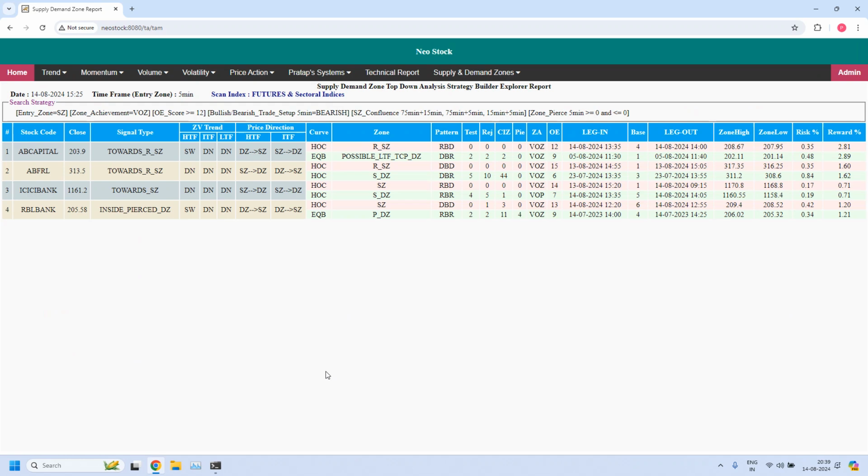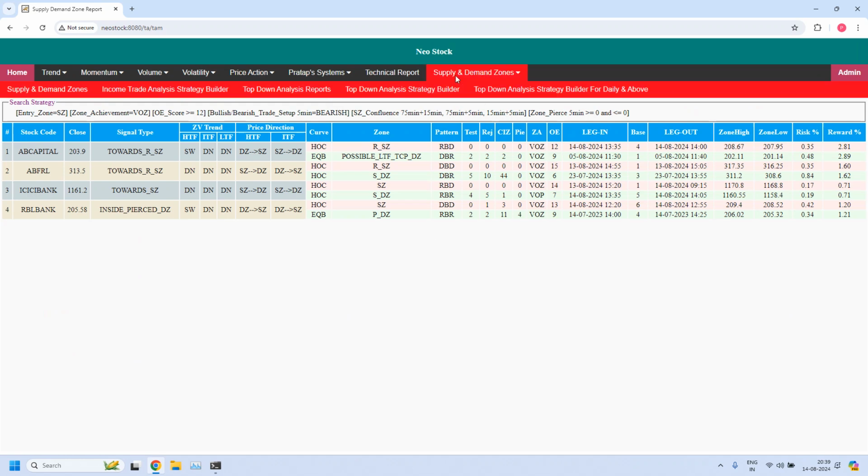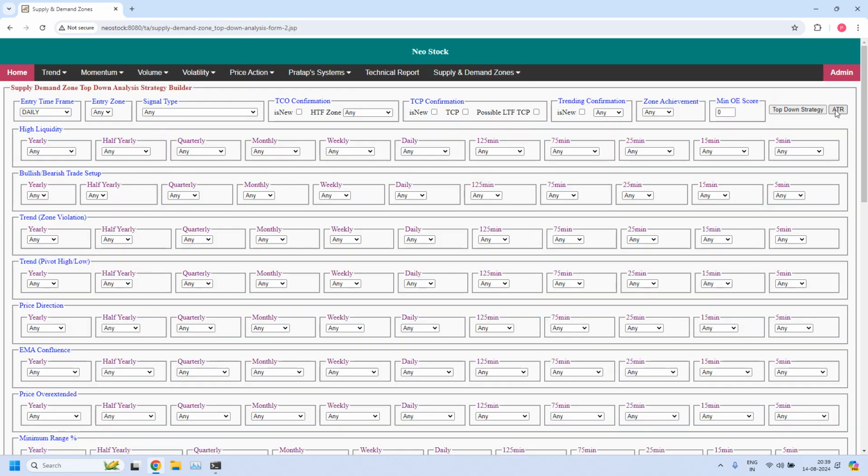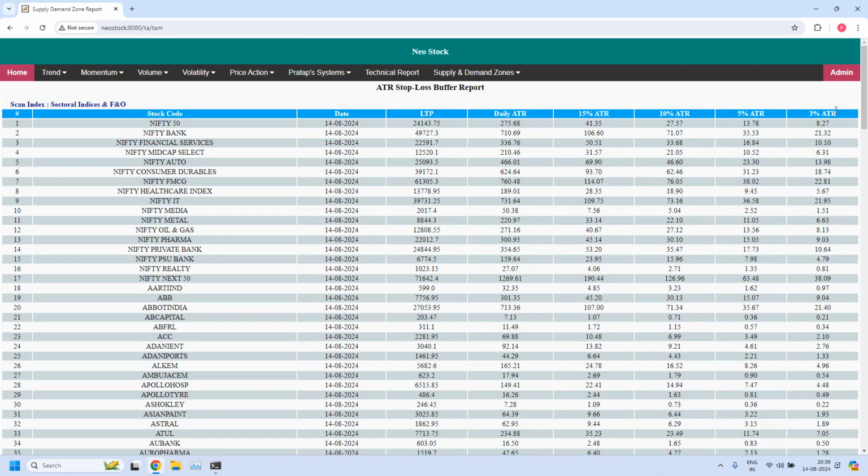And in the last report, let us identify stop buffers based on daily ATR. So first 17 in this list are indices, including all sectorial indices. Remaining all are equity stocks taken from F&O list. So what I do, I keep on scrolling the list down. Whichever stock you want to refer, there you please pause the video. I am scrolling the list down.